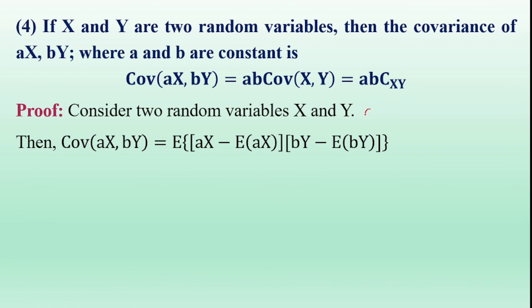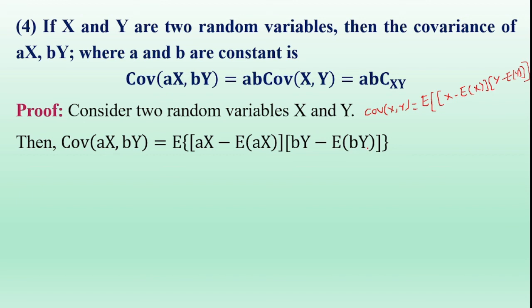The covariance between two random variables is covariance of X comma Y equal to the expectation of (X minus E of X) into (Y minus expectation of Y). So this is the covariance of X comma Y. In this definition, now X is replaced by aX, Y is replaced by bY. We get covariance of aX comma bY is equal to the expectation of (aX minus expectation of aX) into (bY minus expectation of bY).